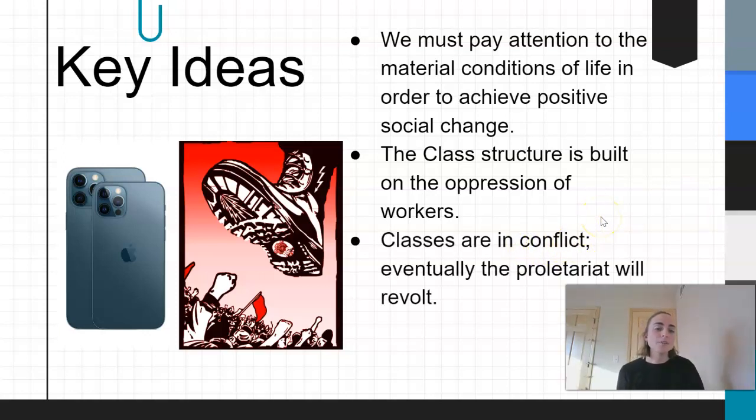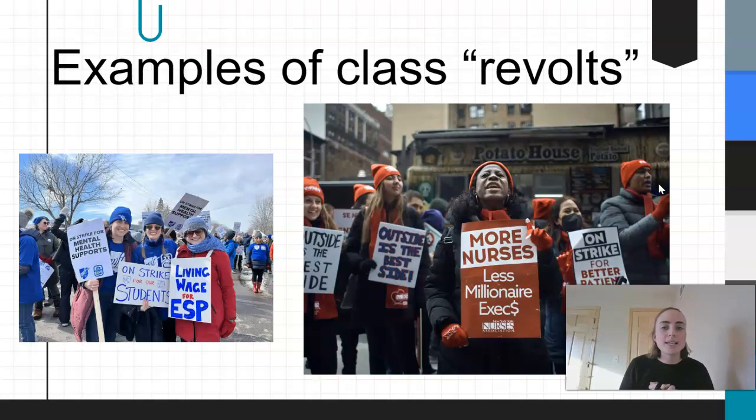Because of this, Marx believed that the classes are always in conflict, and eventually the proletariat, or the lower class, will revolt, will fight back, and will try and take some of that power and influence back for themselves. So if you think about this class conflict or the revolution of the proletariat, let's look at some actual examples, some local examples of class revolts.